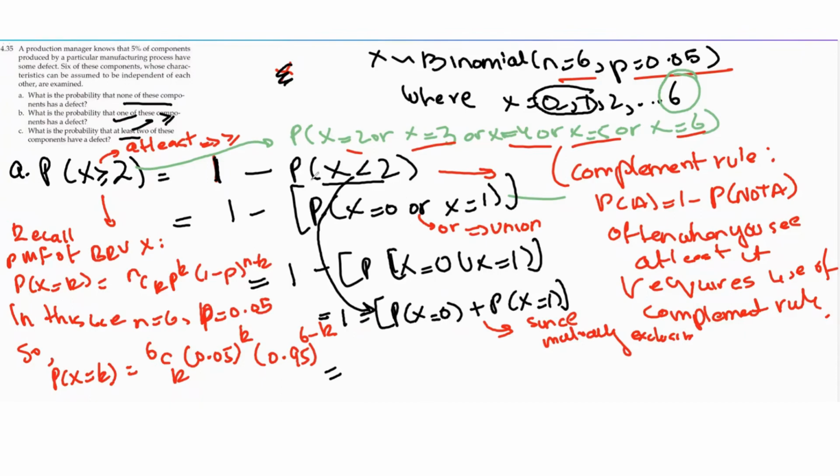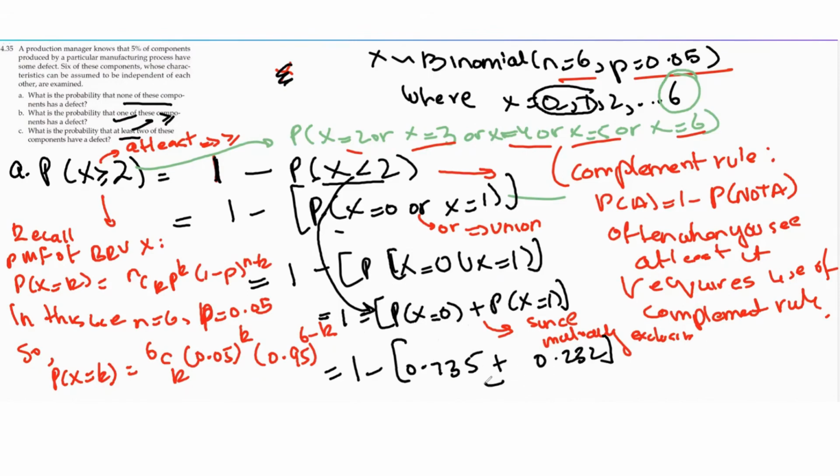From here to here, the logic is that the probability x is less than 2 is the probability x is 0 or x is 1. And or means union. And because the random variable taking on different individual values are mutually exclusive events, the probability of the union is the sum of the individual probabilities. So the probability x is less than 2 is the probability x is 0 plus the probability x is 1. We already found the probability x is 0 in the first part as 0.735, and the probability x is 1 is 0.232.